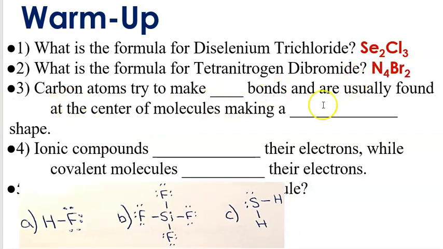All right, next one says carbon atoms try to make bonds. What type of bonds? It's really wanting you to know. And where can we usually find them? So I'm going to draw a carbon up here. Let's just think about this. Carbon definitely has 4 electrons in its valence. So that means it needs to find 4 different atoms to pair up with.